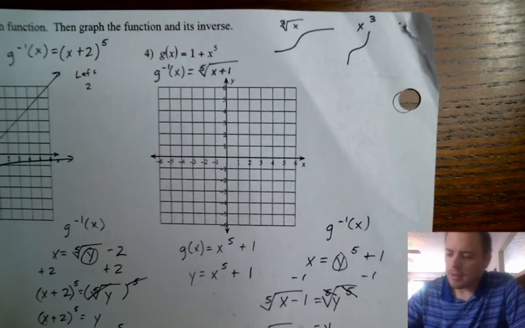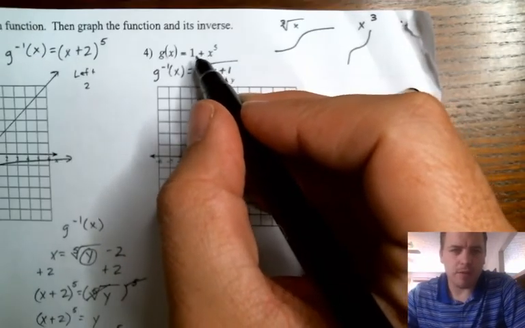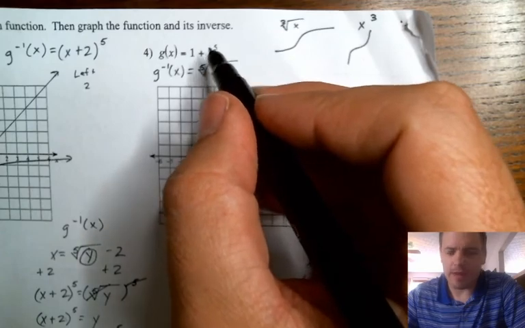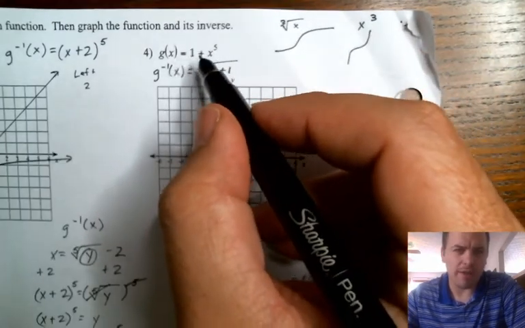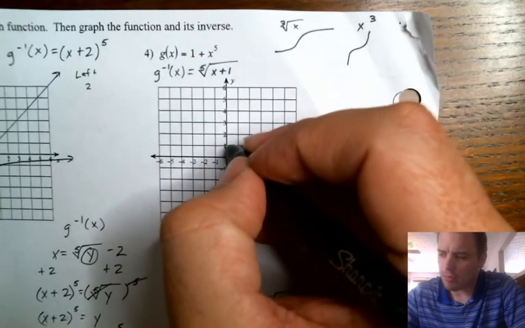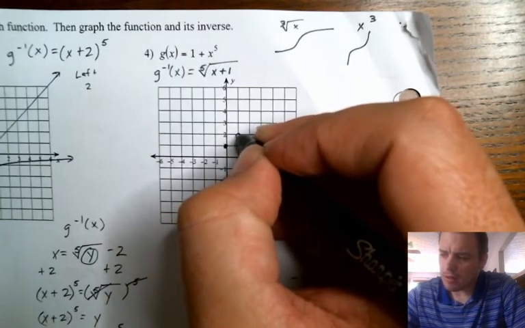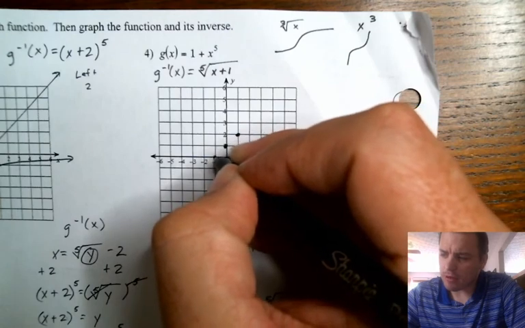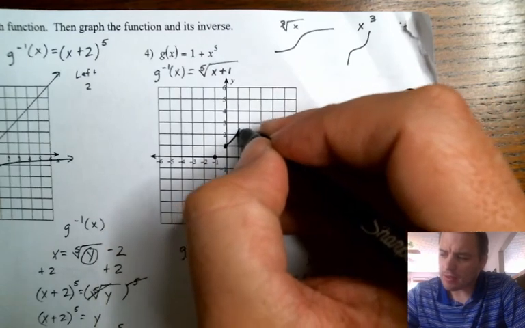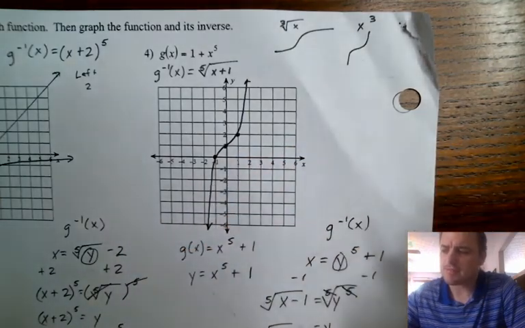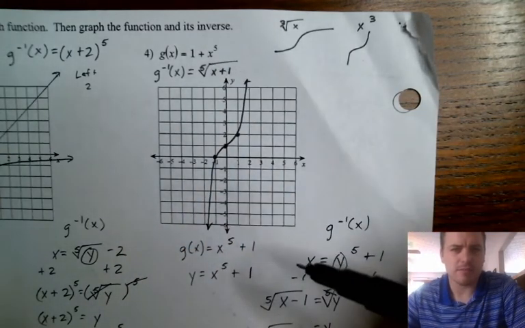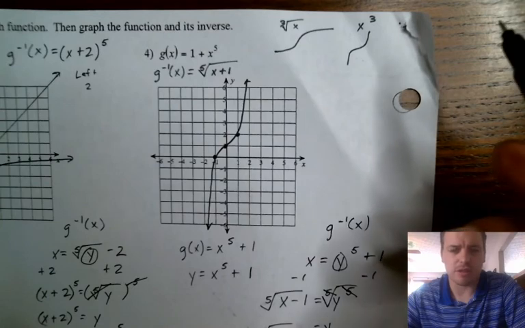Okay? Now let's graph 1 plus x to the 5th. Remember, x to the 5th looks just like x cubed, but it's a little bit steeper. The 1 on the outside makes it go up 1. So go up 1. And then it's always right 1 up 1 and left 1 down 1. And then it's just going up extremely fast and going down extremely fast. So that's the g of x. It's just x to the 5th, which looks just like x cubed.